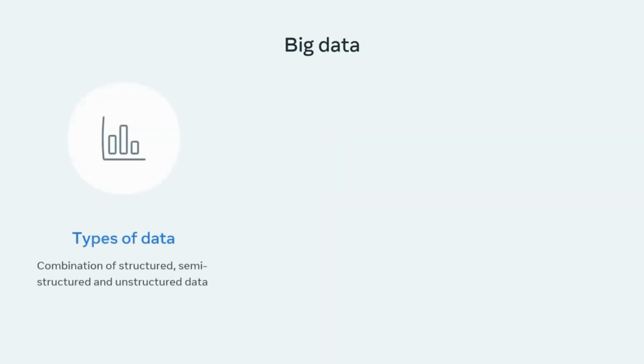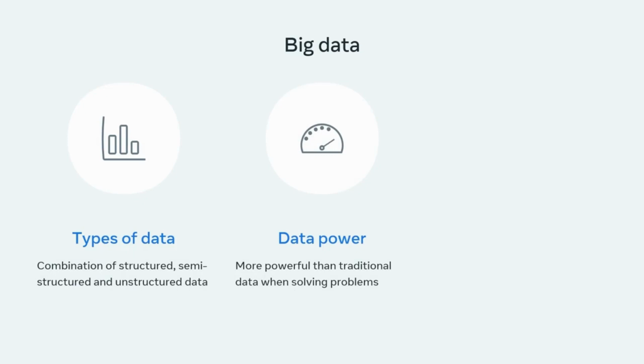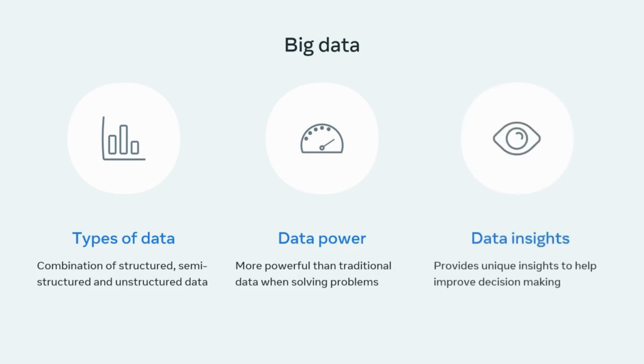Big data is a combination of structured, semi-structured, and unstructured data collected from many different sources. And it adds more power to data because it can address complex business problems that traditionally structured data can't handle. Finally, big data helps to provide unique insights that can help to improve decision-making, so it's highly valued across many industries.